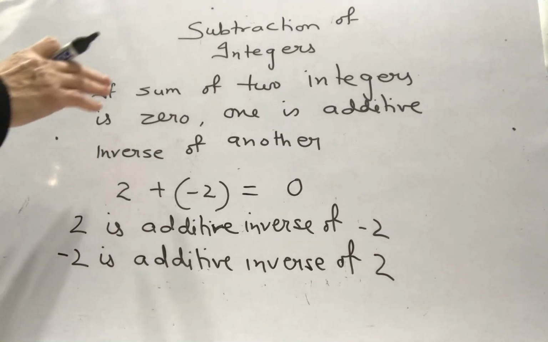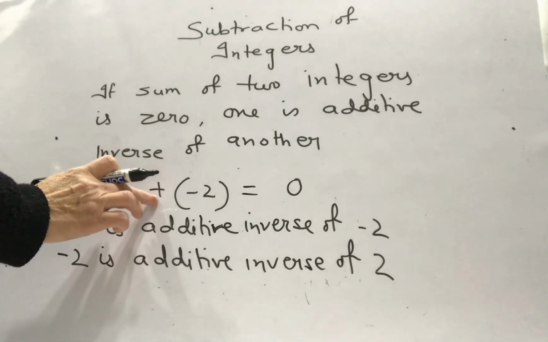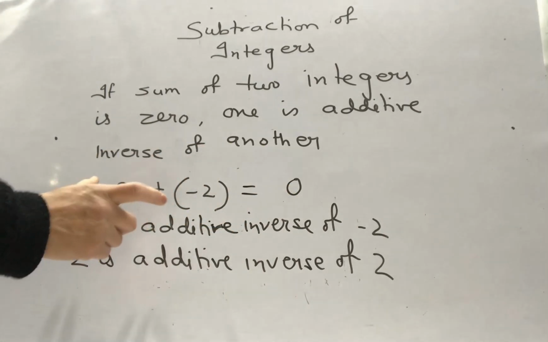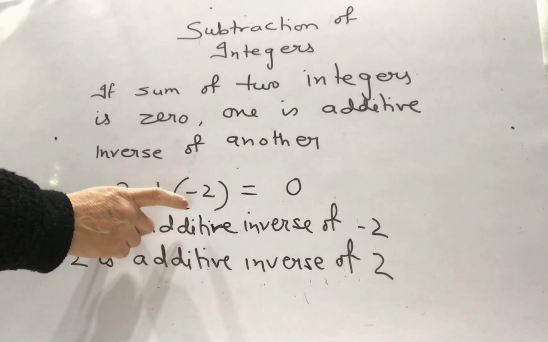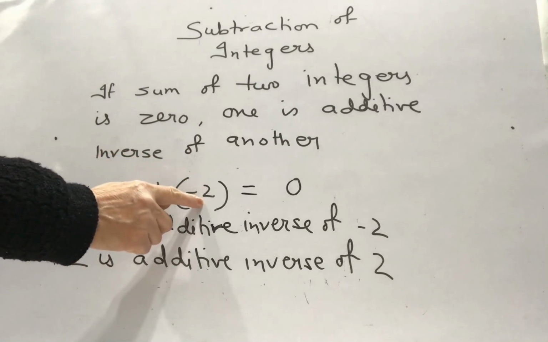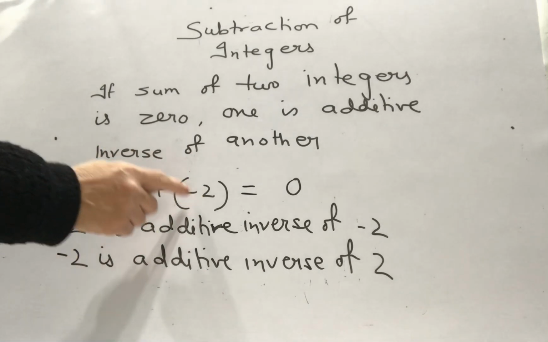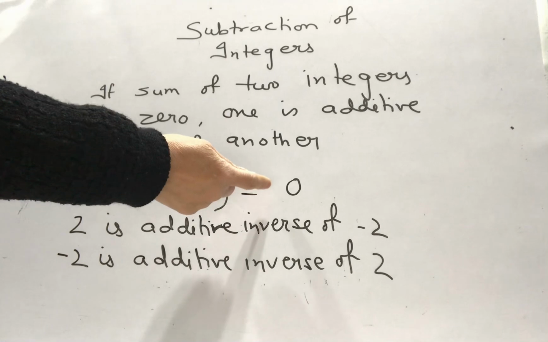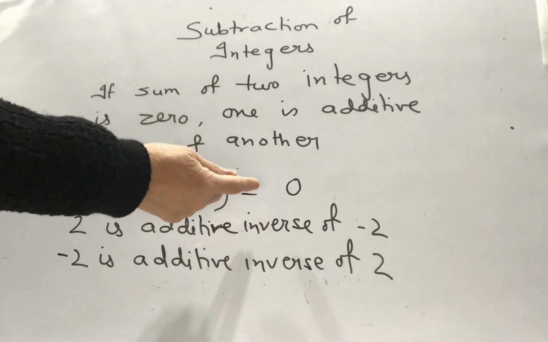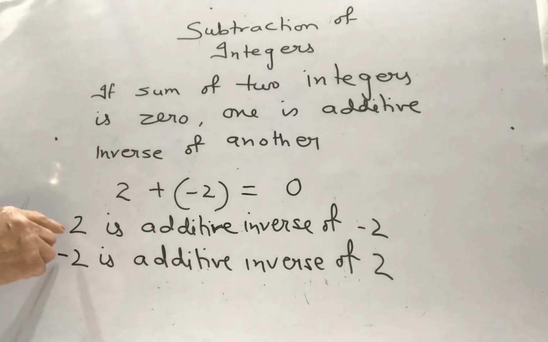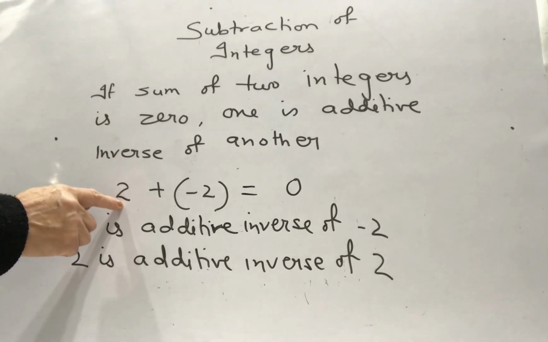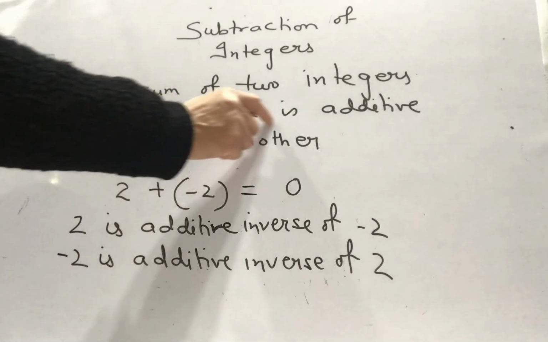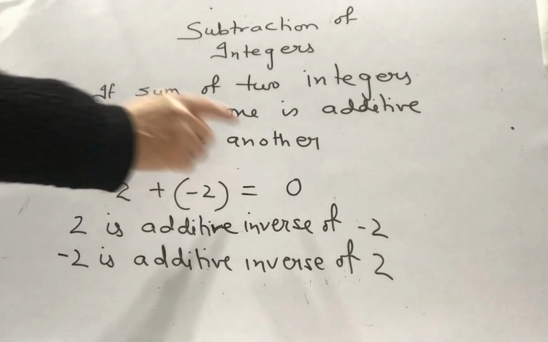I am repeating once again. Sum of two integers, I have taken these two integers, is 0. How have I got my 0? We have done addition laws in an earlier video. One positive integer, one negative integer. When the signs are different, we always do subtraction. So 2 minus 2 gave me 0. And 0 doesn't have a plus or minus sign. It's neither positive nor negative. So we write 0. Now 2 is additive inverse of minus 2 and minus 2 is additive inverse of 2. This is written here. One is additive inverse of another.